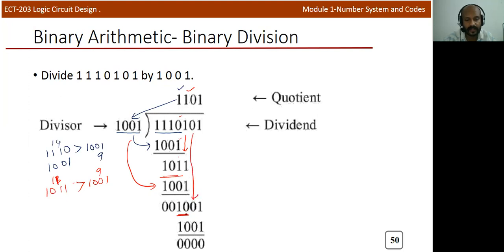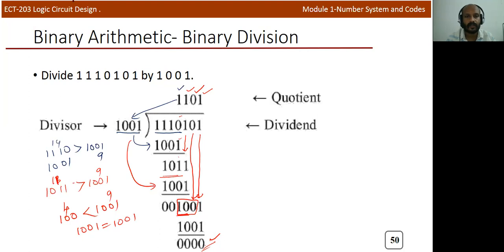But if you look at this value, this is 100, and if you compare with 1001, which one is greater? This is actually 9, this is actually 4. So 9 is greater. So we cannot write 1 here, so we'll write 0. Okay, and we will write the next value. So now it is 1001 and 1001. Okay, so it is equal. So we can put a 1 here, and if you subtract, you will get 0. So we completed the binary division also.